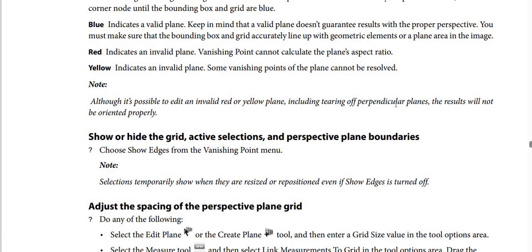Red indicates an invalid plane, and Vanishing Point cannot calculate the plane's aspect ratio. And yellow also indicates an invalid plane, and some vanishing points of the plane cannot be resolved.